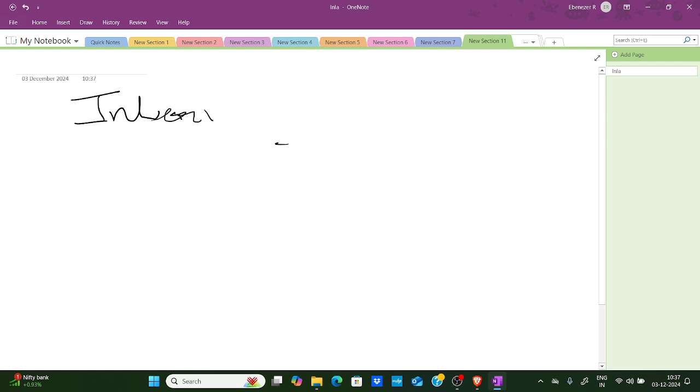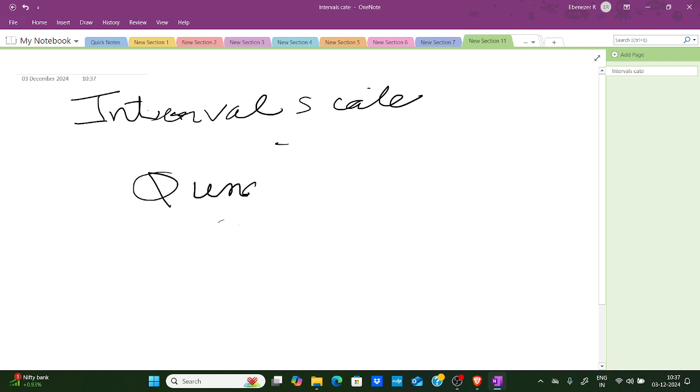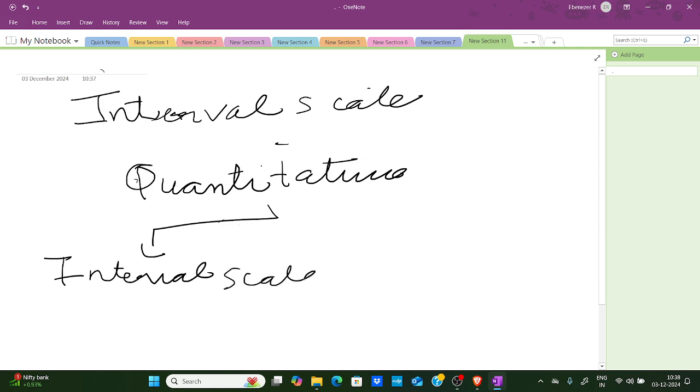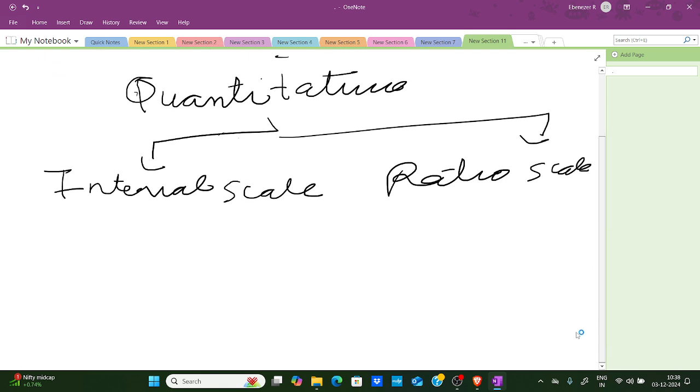The interval scale comes under something called quantitative data. In quantitative data we have your interval scale and your ratio scale. So let's go and see what an interval scale is.